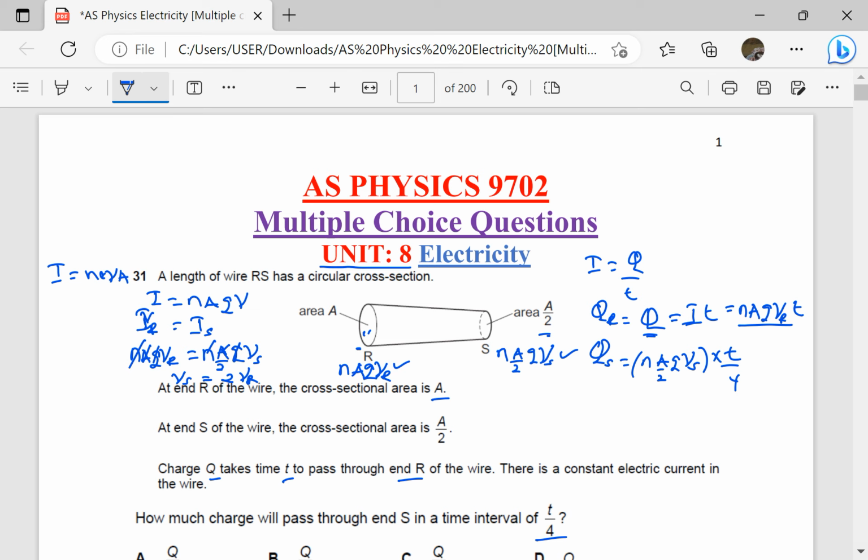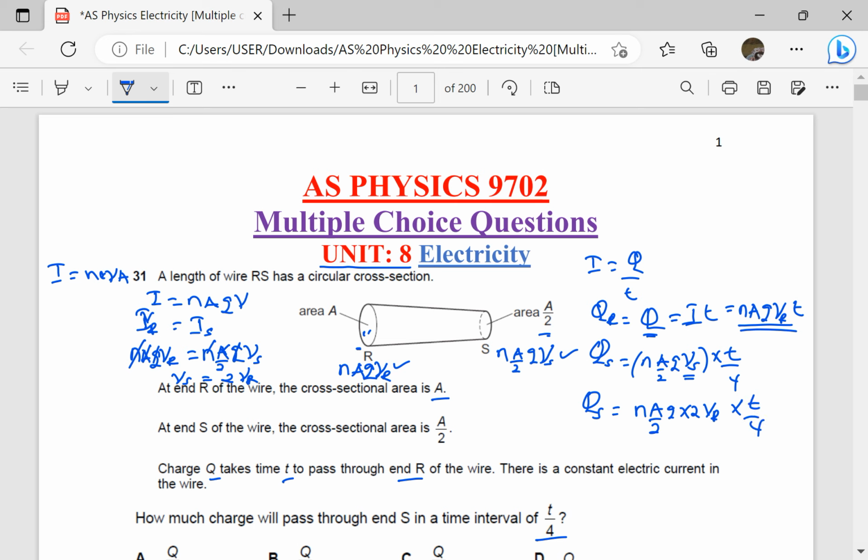So we are going to combine these two equations. Remember, the charge at R is Q, which is given as that. The charge at S, I'm calling it QS. Remember, Vs is the same as twice Vr. So QS is also going to be equal to nA over 2, then times small q. Where there is Vs, I'm going to put twice Vr. So this will be times twice Vr, then times T over 4.